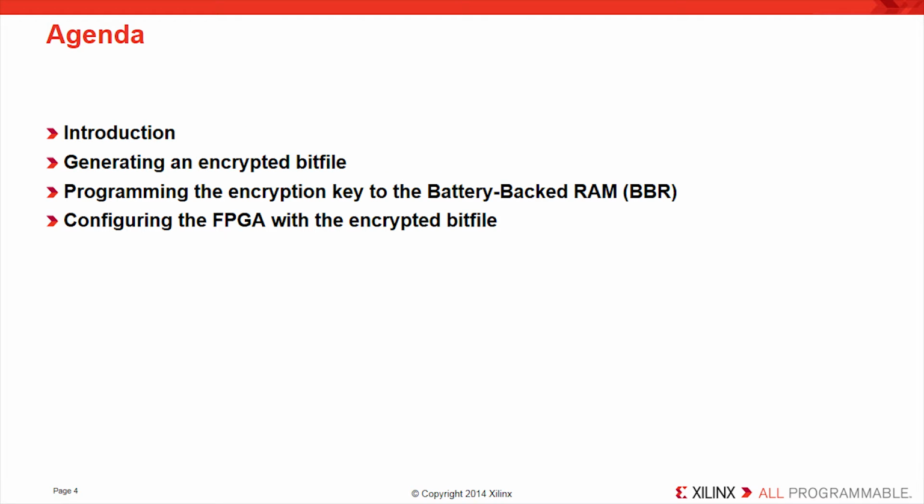We will start with a quick introduction on the concept of encrypting a bit file and why you might want to do this. Then we'll look to see how you go about creating an encrypted bit file using Xilinx Vivado Design Suite. Once we have generated the encrypted bit file, we will look at how to program the encryption key to the battery-backed RAM, or BBR. After we have successfully programmed the BBR, we can then configure the FPGA with the encrypted bit file.